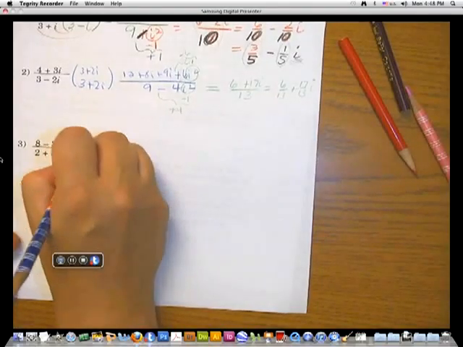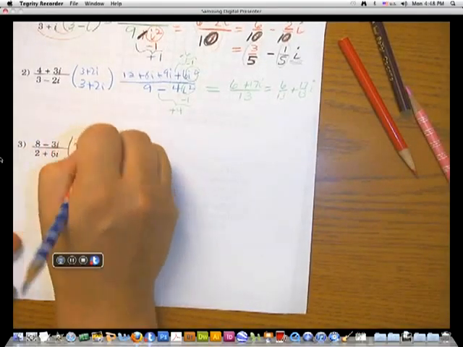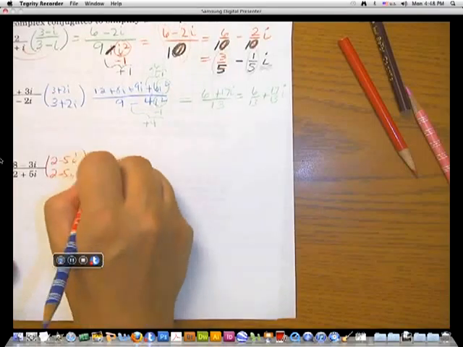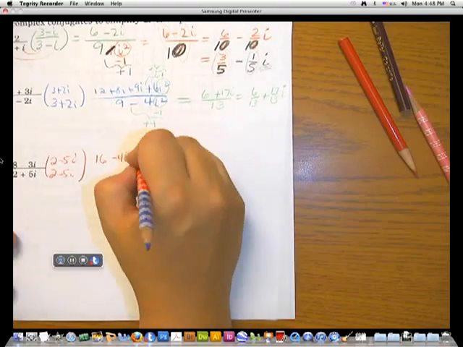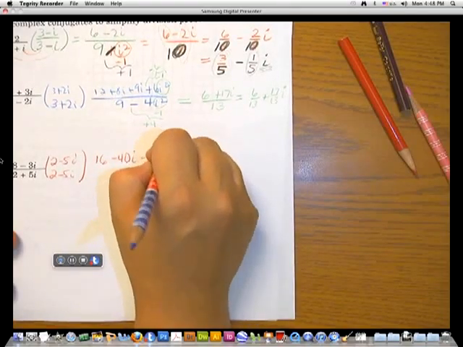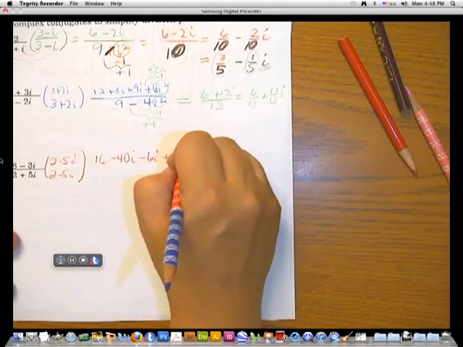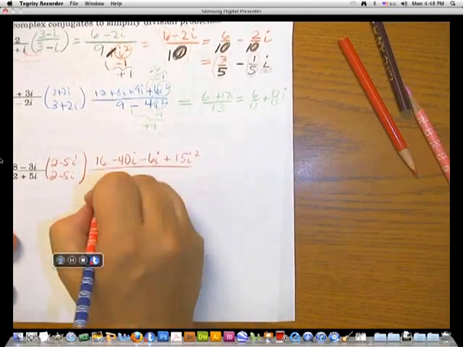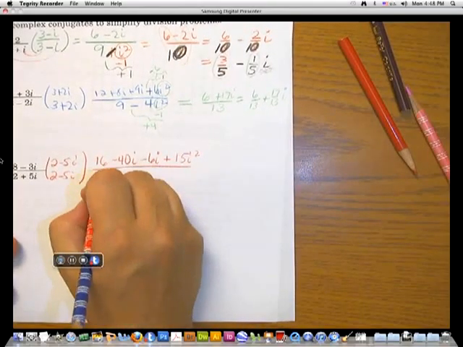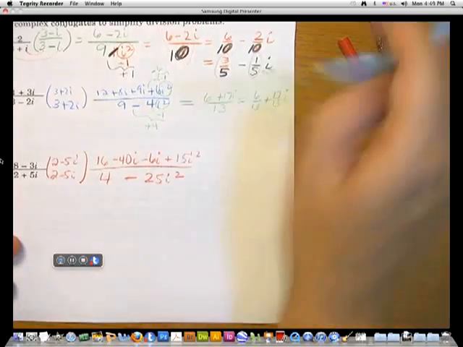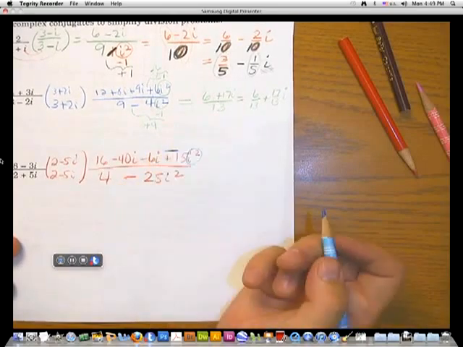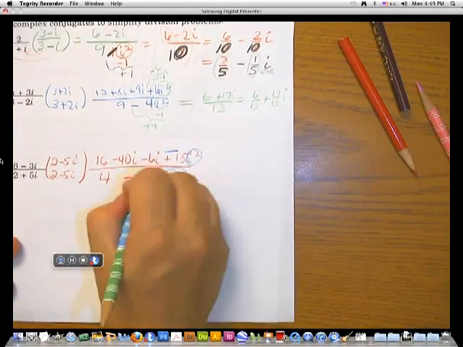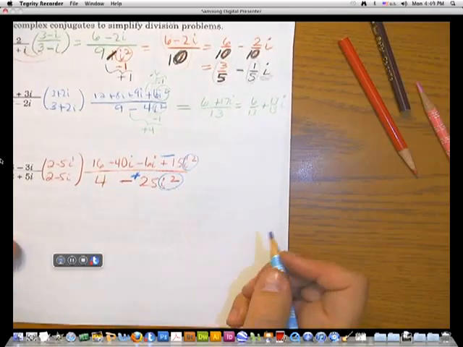Number 3, the conjugate, 2 minus 5i. When we distribute, we're going to get 16 minus 40i minus 6i plus 15i squared all over 4 minus 25i squared. The i squared is a negative 1, so it's going to change that to a negative 15. And the i squared negative 1 is going to change that to a positive 25.